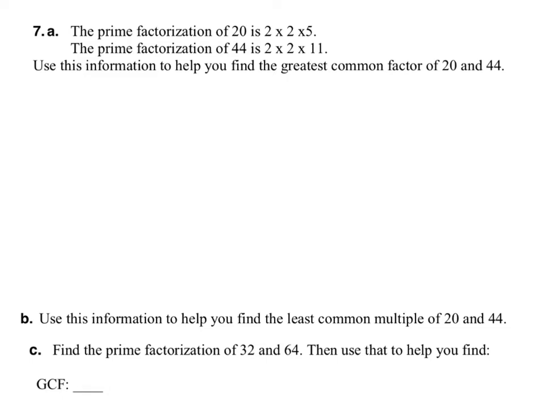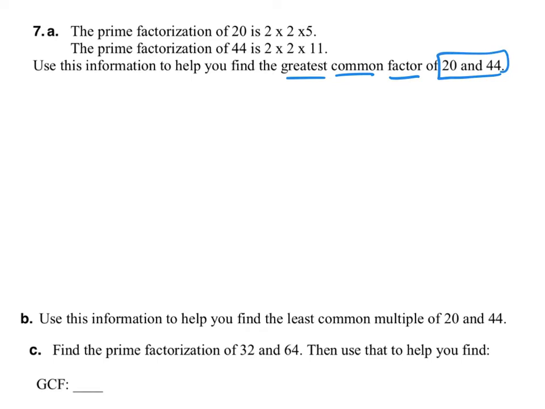Unit 1 review, problem 7, and we're looking at part A. It says the prime factorization of 20 is 2 times 2 times 5. The prime factorization of 44 is 2 times 2 times 11. Use this information to find the greatest common factor of 20 and 44.